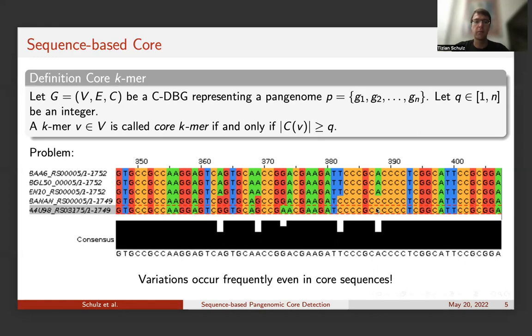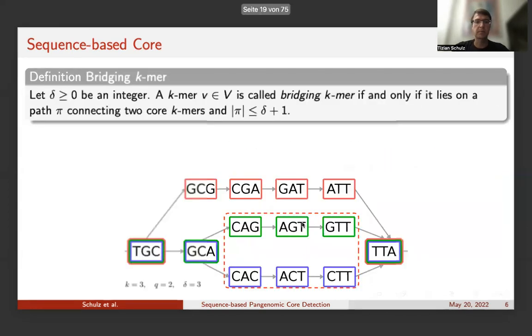And this is a problem for our upper definition, because these parts that have some variation won't be part of our core. So we won't be able to find the complete genes inside our core, even though they should be in there. They are homologous. They should be part of our core. So what can we do?